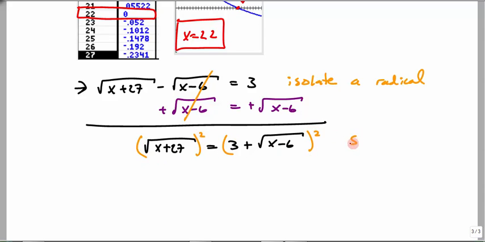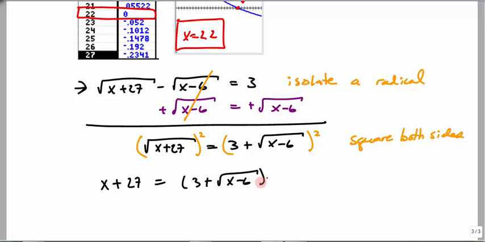And I have to square both sides. And on the right-hand side, it's going to be easy to make a mistake and just square the radical, but I need to square 3 plus the radical. So I have to FOIL out the right-hand side. On the left-hand side, when I square square root, I'm just left with the radicand back. Now here, when I square both sides, I'm going to write it out because I don't want to make any mistakes. And then I'm going to go ahead and FOIL it.